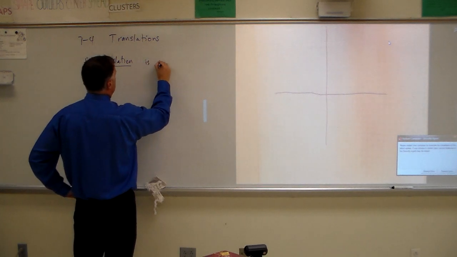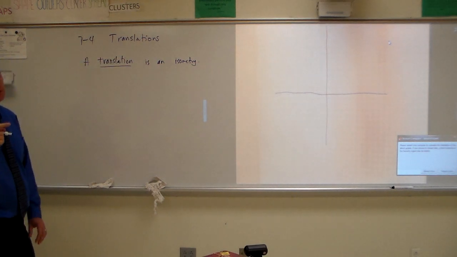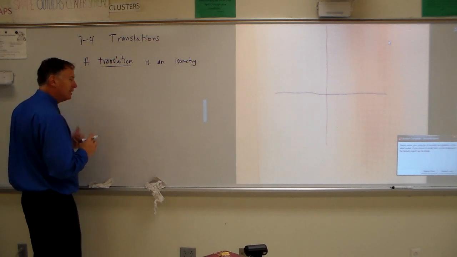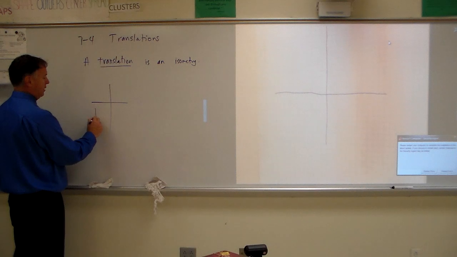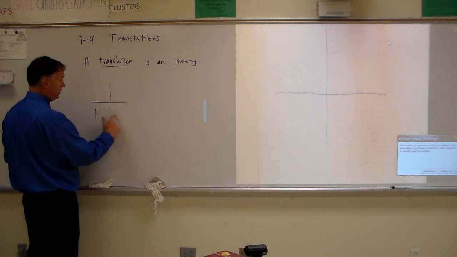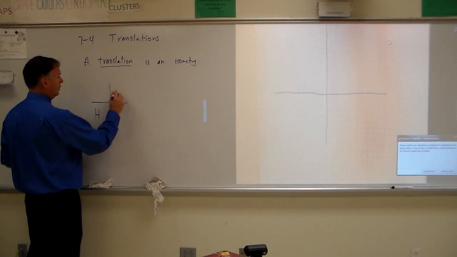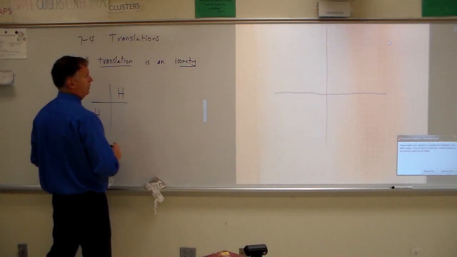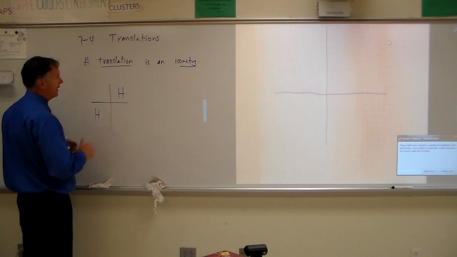A translation is an isometry, which means it preserves angle measures, betweenness, parallel lines, lengths, all that type of stuff. So what does that mean when I say that? It means that if I had, let's say in my coordinate plane, a capital letter H right here, and I were to move it to the right, move it up, move it to the left, move it down, or some combination of those, then this figure would still be congruent to that figure. That's what it means to be an isometry. When you perform your transformation, the two figures are still congruent. That's the whole idea.